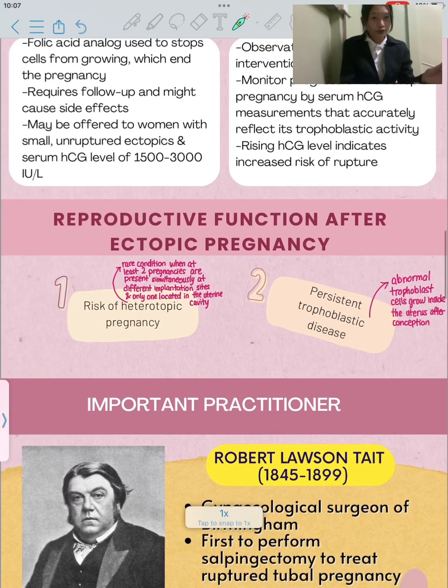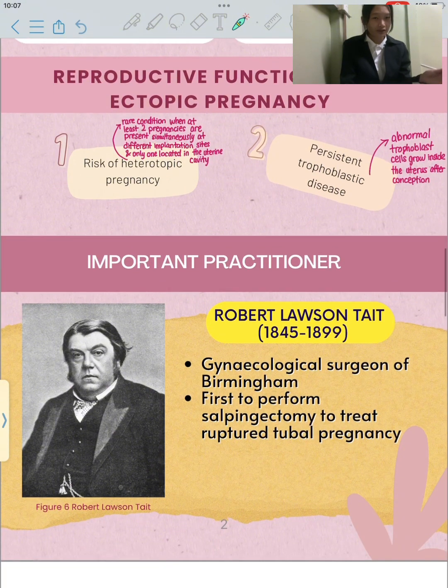Moving on to the last part, we have an important practitioner of ectopic pregnancy, Robert Lawson Tait, a gynecological surgeon of Birmingham, and he was the first to perform salpingectomy to treat a ruptured tubal pregnancy. After he developed salpingectomy, many women got to stay alive even after a ruptured tubal pregnancy, and the rate of maternal death decreased.